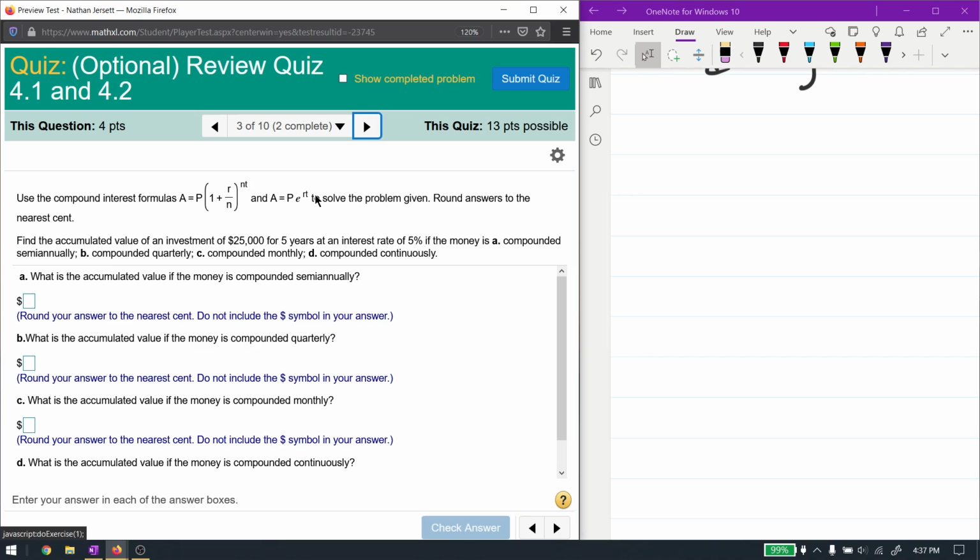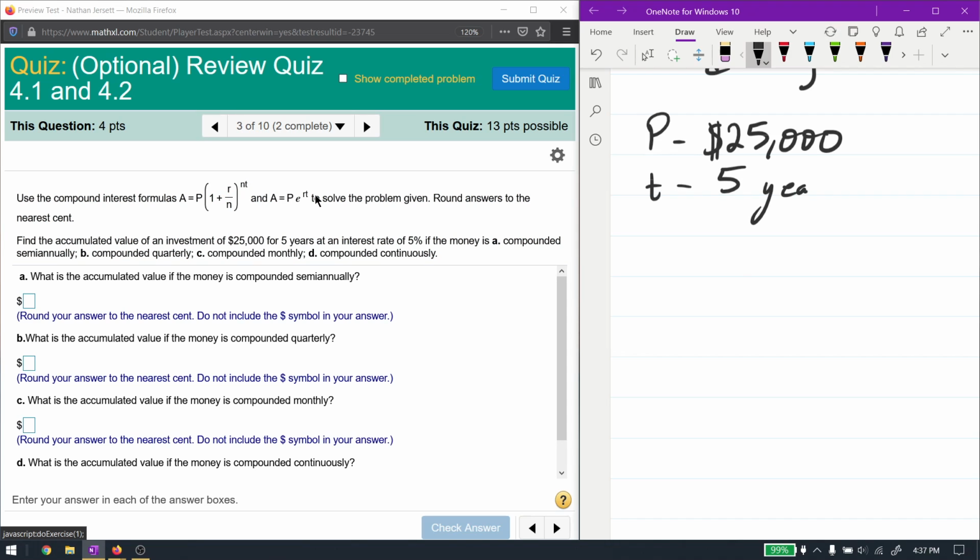P is the initial investment called principal, and this is going to be the $25,000. And the 5 years is the T. T is always in years, so it's going to be 5 years. R is the interest rate, which is at 5%, but you write this as a decimal, so 0.05.